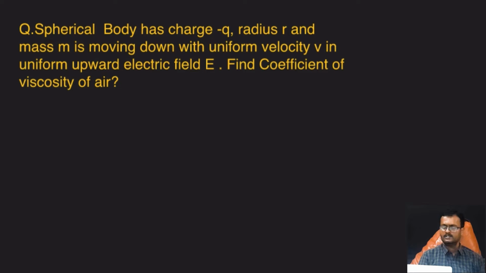A spherical body has a charge minus q, radius r, and mass m, and is moving down with uniform velocity v in a uniform upward electric field E. Find the coefficient of viscosity of air. See here, the body has a mass m. That means it has a gravitation force in downward direction. So its gravity force is mg. The charge is minus q. Electric field is in upward direction.